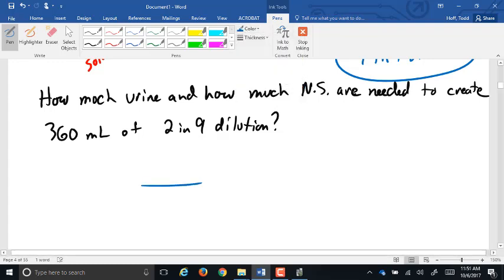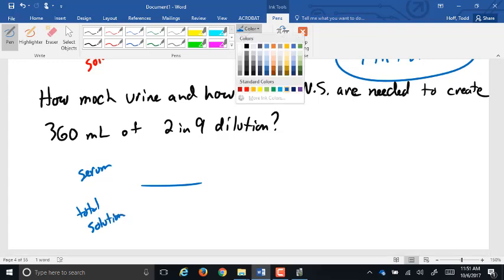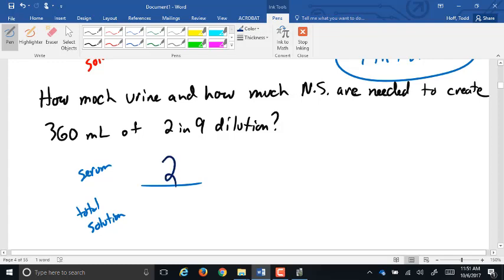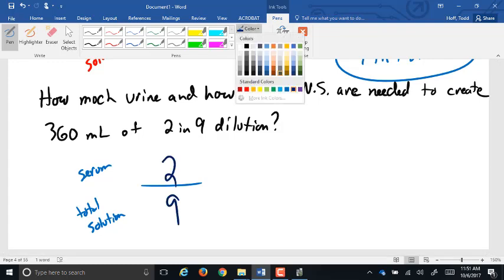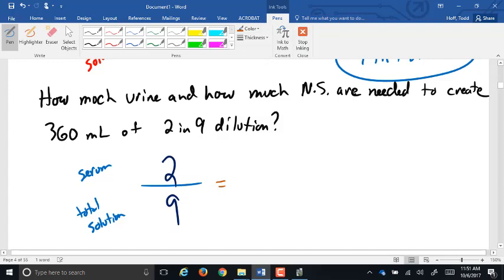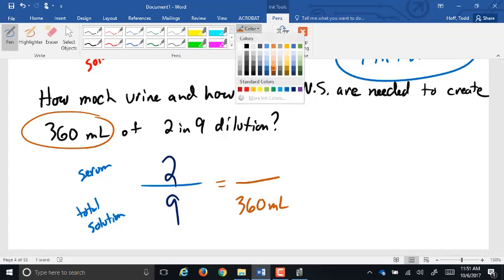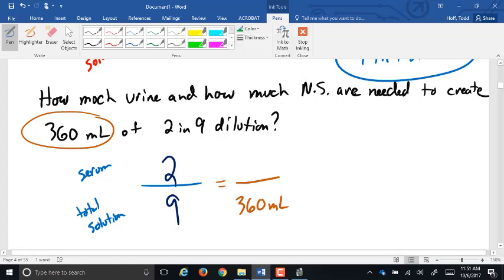Again, let's look at our dilution. The top number is the serum. The bottom number is total solution. Our numbers here are 2 and 9. Do we have anything in our problem that represents either one of those? 360 is the total solution. The 360 milliliters is our total solution. So now we can cross multiply and divide here to find our amount of serum.